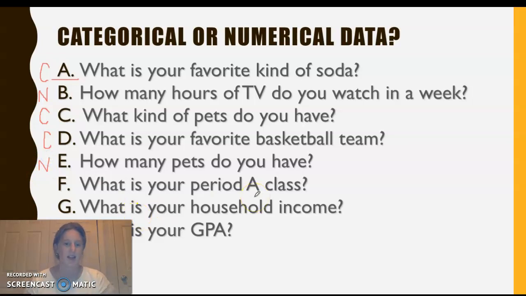What is your period A class? Math, geometry, calc, English, gym. Categorical. What is your household income? Okay, here is a number response, so that is numerical. And same with what is your GPA, another number, so that is numeric.